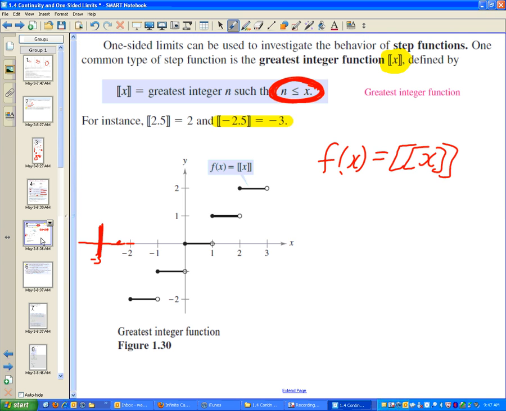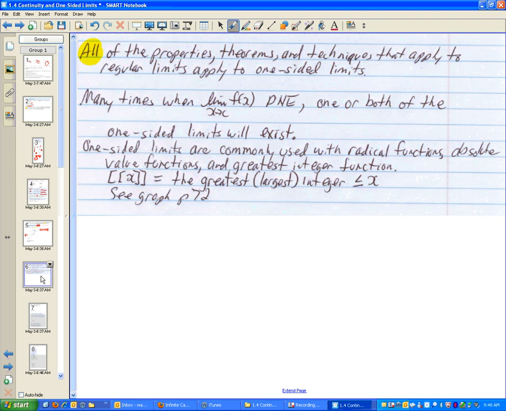Can you see why you might want a one-sided limit on a greatest integer function? What's the limit of that function as x approaches 1 from the left? 0. What's the limit as x approaches 1 from the right? 1. So we can still talk about limits from one side to the other, even though we can't talk about the limit as x approaches 1, because it doesn't exist.